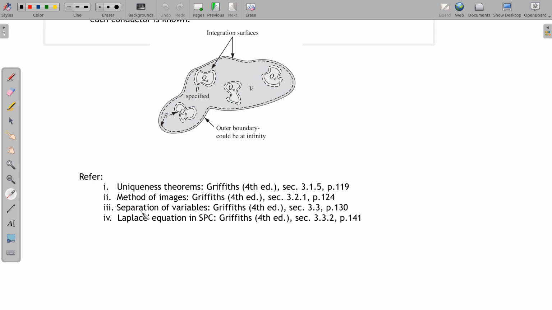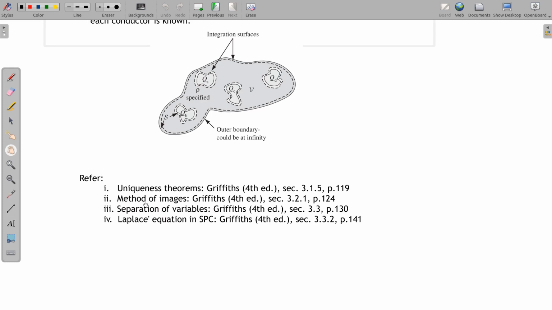One is known as the separation of variables technique. The method of images need not be applicable under all circumstances. You can apply it only if there is some kind of symmetry in the system. In that case, you can exploit the symmetry to quickly find the potential using the method of images, but that is not always possible. The system may not always have some kind of symmetry.